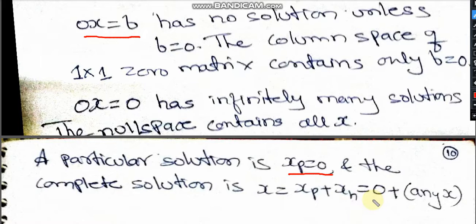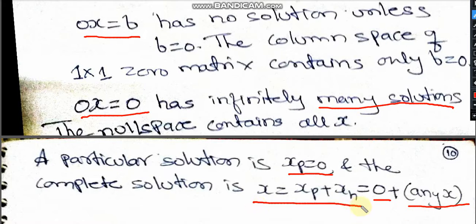So your particular solution is 0 because b is equal to 0, and all the vectors containing only b equals 0 will be the solution. And for the null space, you have many solutions because x can have any values. So any values of x will be a complete solution.